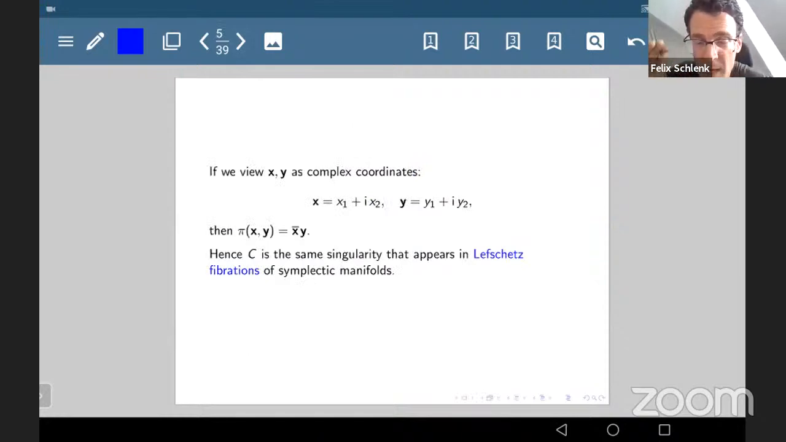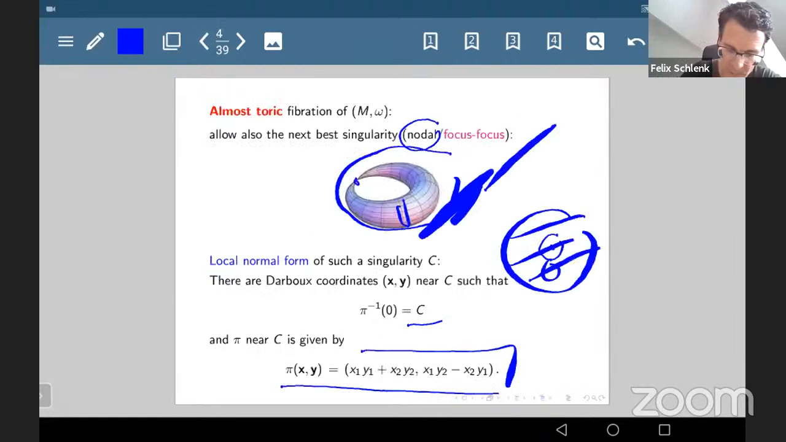It's a little bit strange because x and y are Lagrangianly paired. But if for a moment you forget about symplectic and think as a topologist, but more like a complex topologist, not for the complex structure compatible with omega, but for another one, namely saying that the coordinate x is complex, x1 plus ix2, and y is also complex, namely y1 plus iy2, then the projection is simply given by x bar y. So you write it out and you immediately find this not so nice expression.